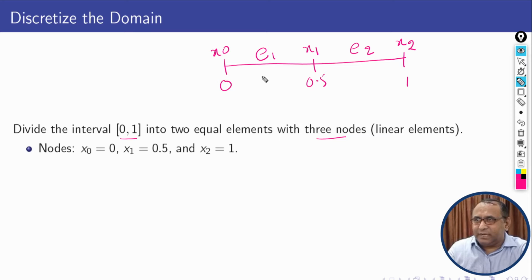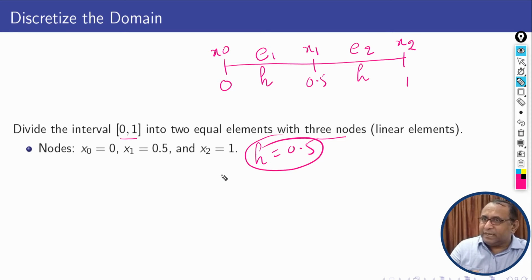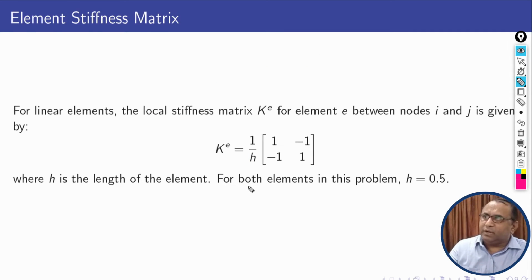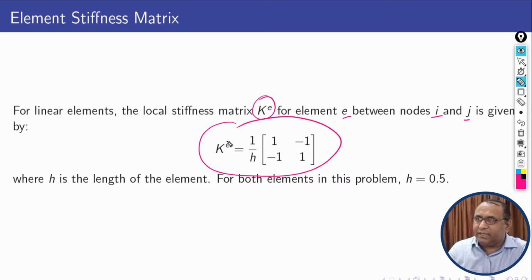The length of each element is h, and this is also h, where h is equal to 0.5. So these are the linear elements e1 and e2 with the 3 nodes x0, x1 and x2. For the linear element, the local stiffness matrix for element e between nodes i and j is given as Ke is equal to 1 upon h times [1, minus 1; minus 1, 1].